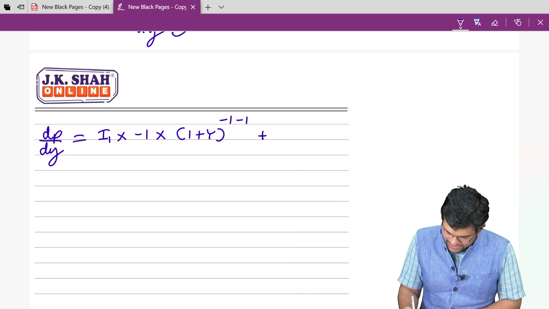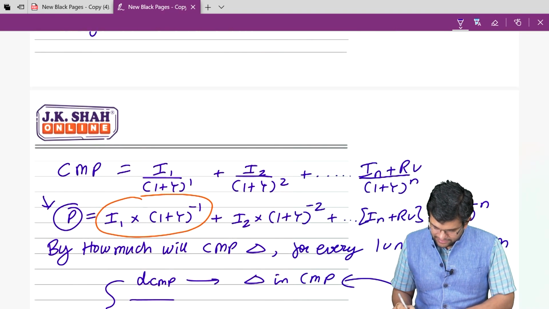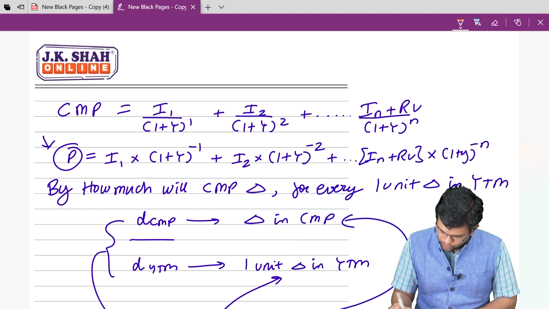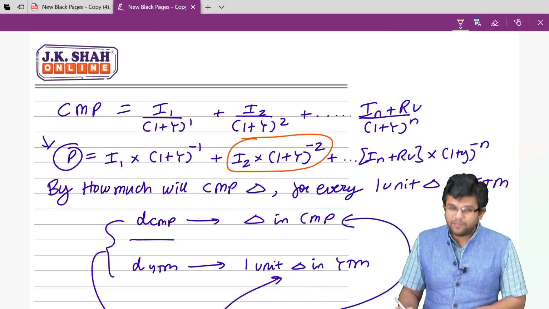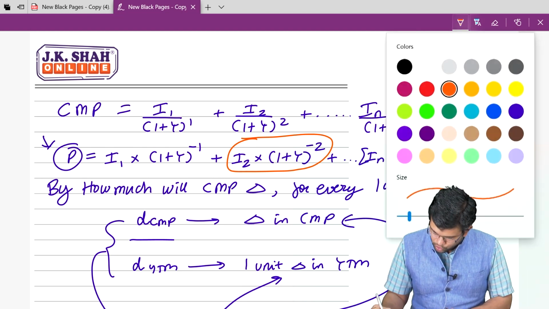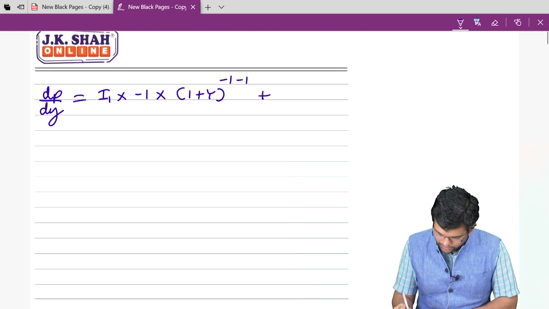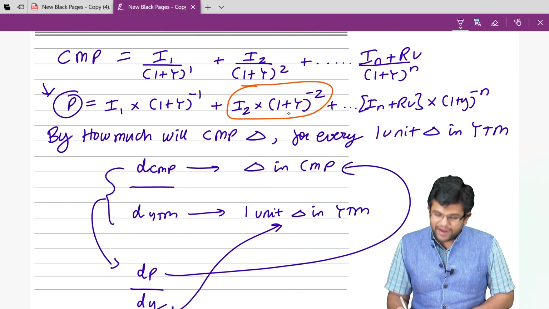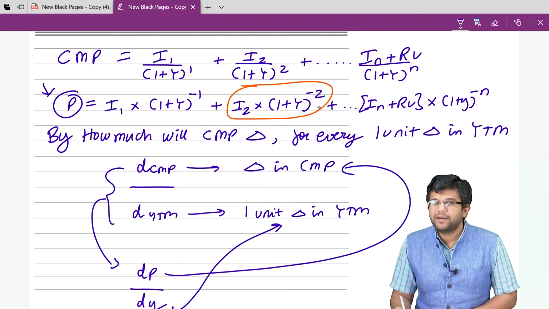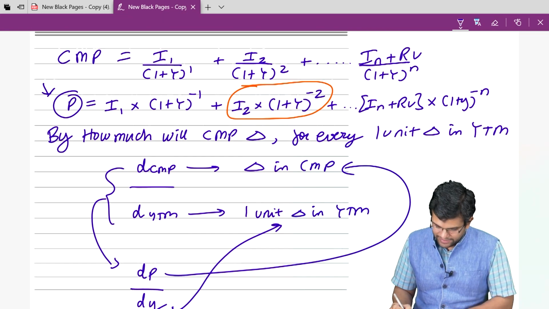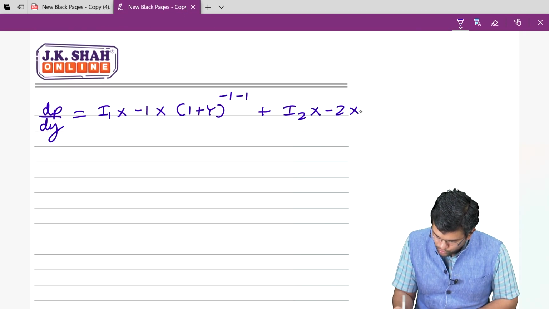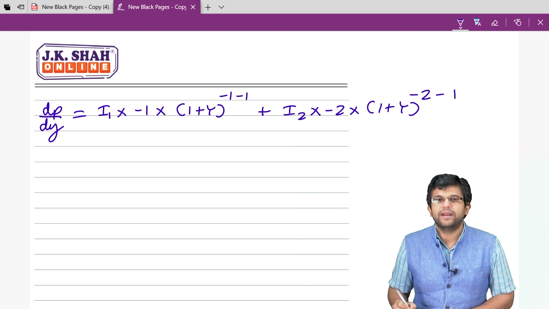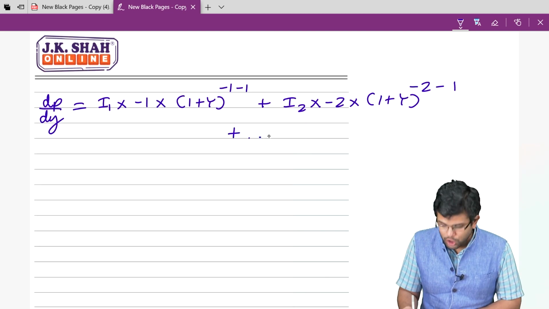Everybody clear? Plus, children, as far as the second term is concerned, I'll just mark it for you. This term here, tell me what to do. I2 will remain I2 only, so I'll write down here I2 into. Now children, tell me what to do. Can I say this minus 2 will come down, and then it will be into 1 plus y raised to minus 2 minus 1, correct? So I'll write down into minus 2 into 1 plus y raised to minus 2 minus 1. Everyone clear? Plus dot dot dot.